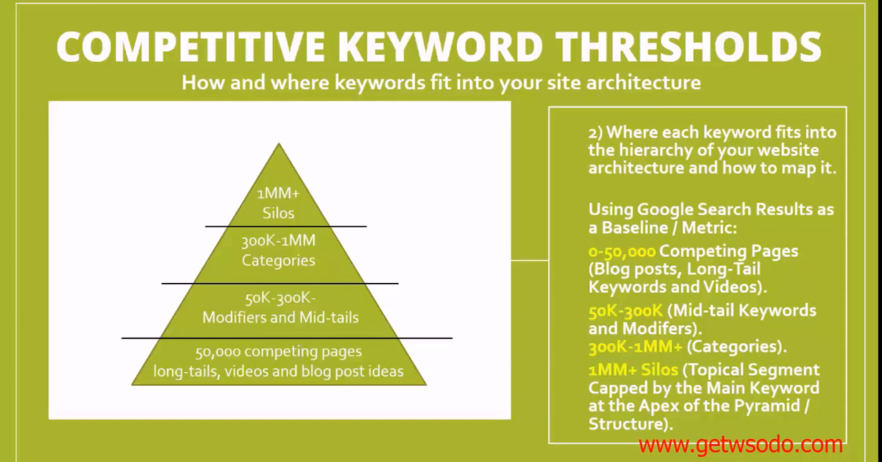So this chart is really just a way of saying, hey, by the way, if you're starting out, 50,000 competing pages or less is really where you want to start. You want to find keywords and phrases that are in that part of the conversation for whatever keyword that you're targeting, and then work your way up.